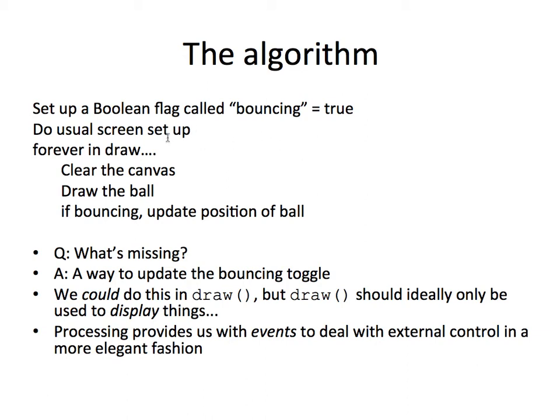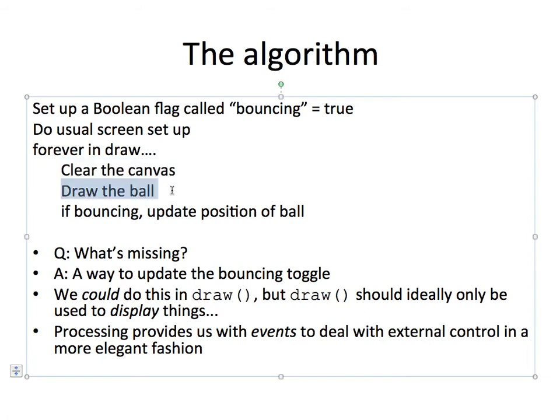So we do the usual screen setup, and then forever in the draw loop, we clear the canvas, we draw the ball, and then if and only if we're bouncing, we update the position of the ball. If we're not bouncing, bouncing's false, then essentially all we do is clear the canvas and draw the ball over and over again, but we don't update its position. We only update its position if it's bouncing.